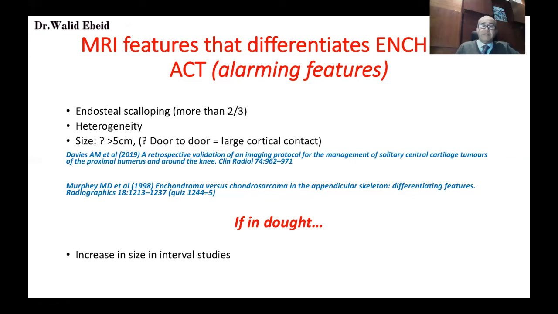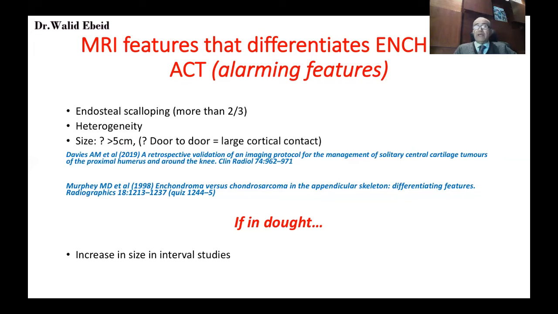However, we have to put this in mind. Other authors claim that door-to-door enchondromas, those that occupy the whole medulla and are in contact with both sides of the bone cortices, are actually ACTs rather than enchondromas. So these are debatable issues. But the thing that is for sure and not debatable is the presence of endosteal scalloping, especially if it constitutes more than 2/3 of the cortex. So this is a sign for a more aggressive enchondroma, or what we call an atypical cartilage tumor.